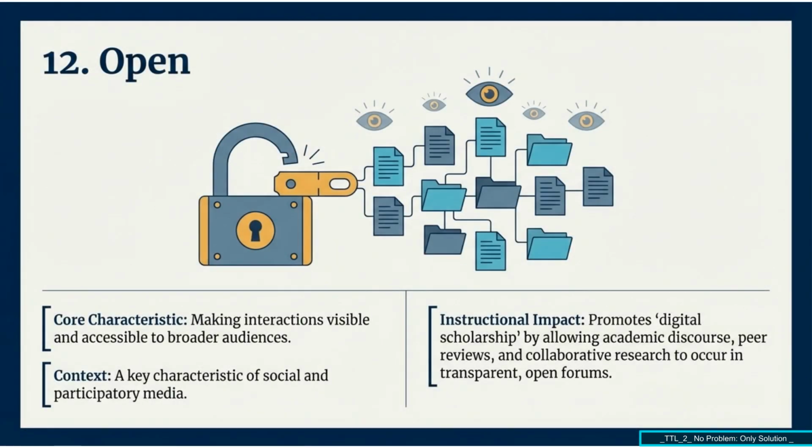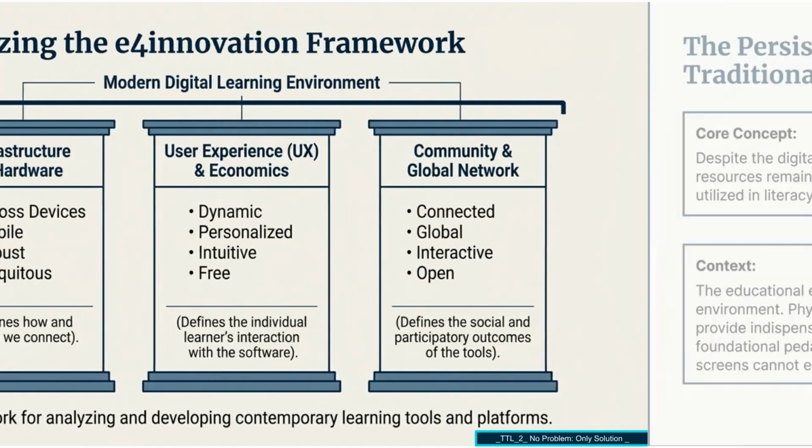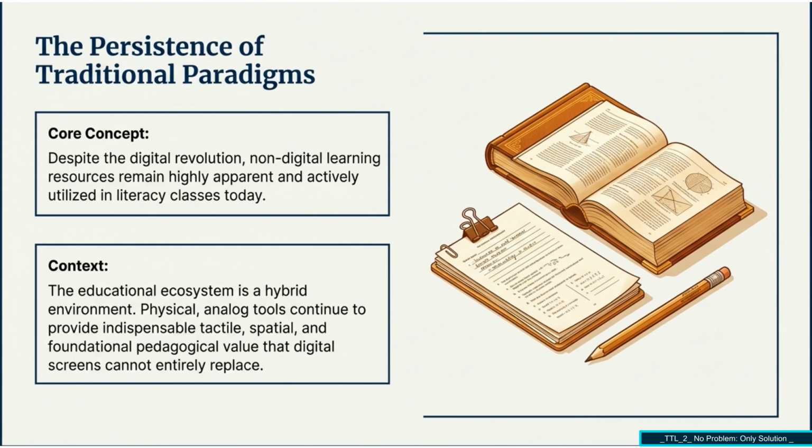The 12th and final characteristic is open. This involves making interactions visible and accessible to broader audiences. This promotes digital scholarship and collaborative research in transparent, open forums. Synthesizing the E4 innovation framework, these 12 characteristics fall under 3 main pillars of a modern digital learning environment. The first pillar is infrastructure and hardware, which defines how and where we connect. Its characteristics are across devices, mobile, robust, and ubiquitous.